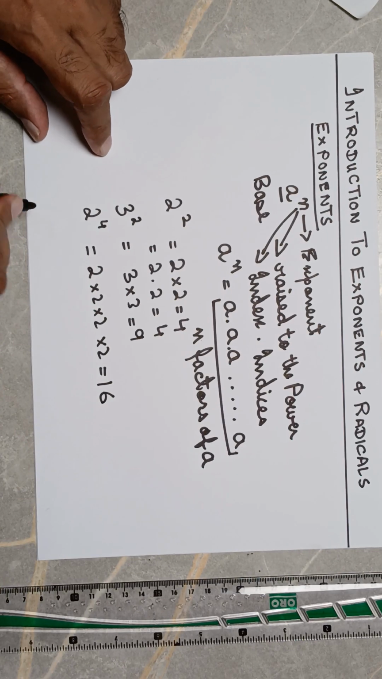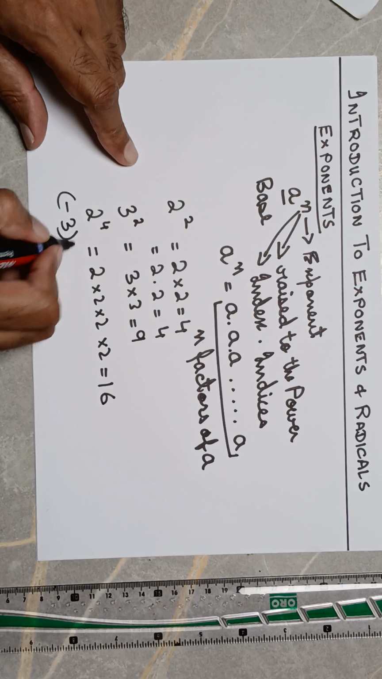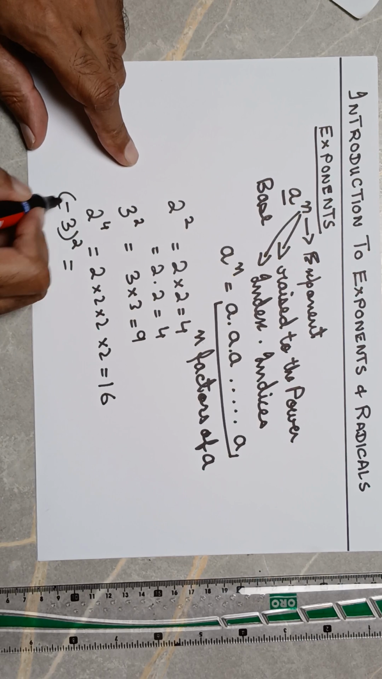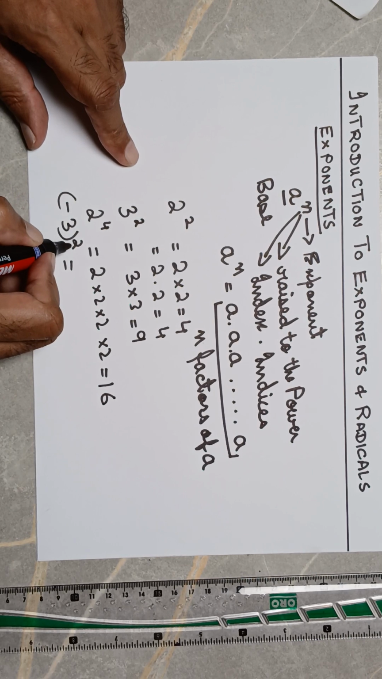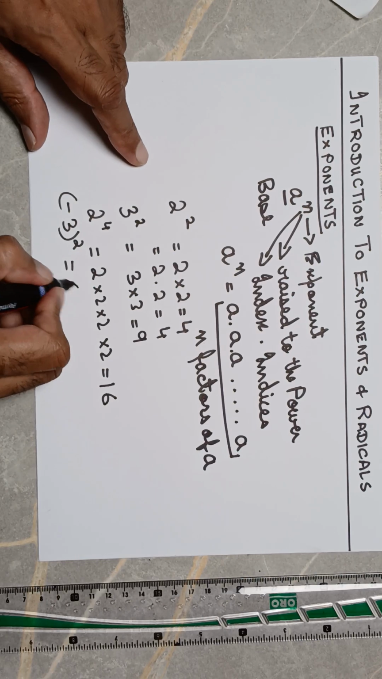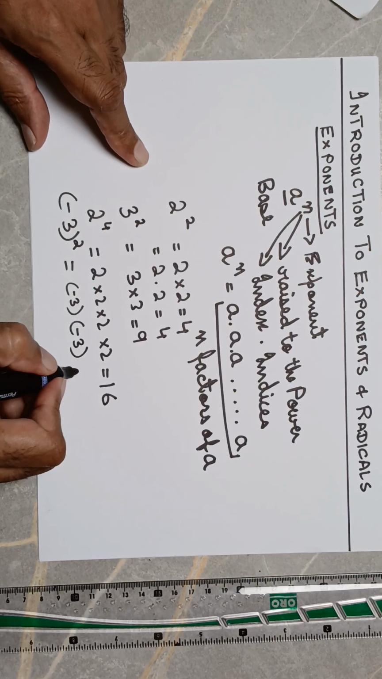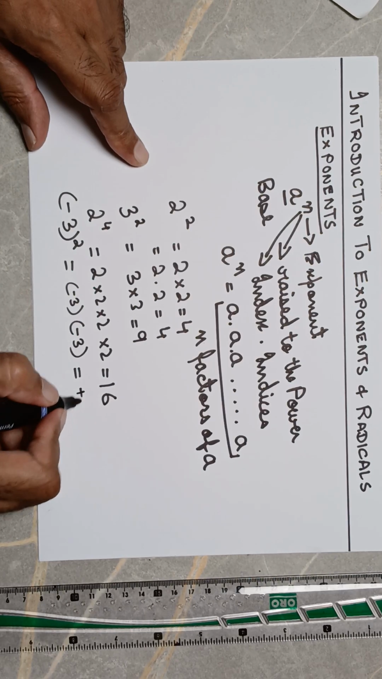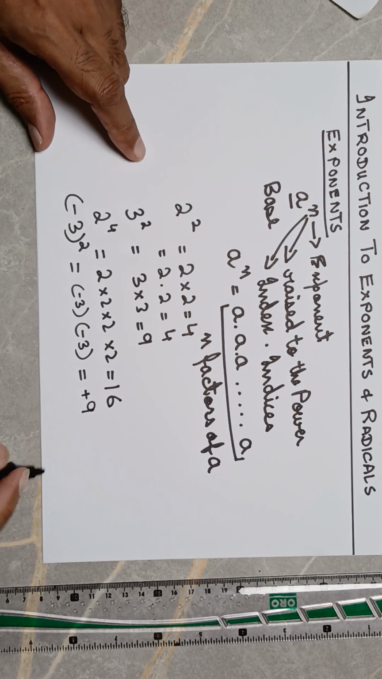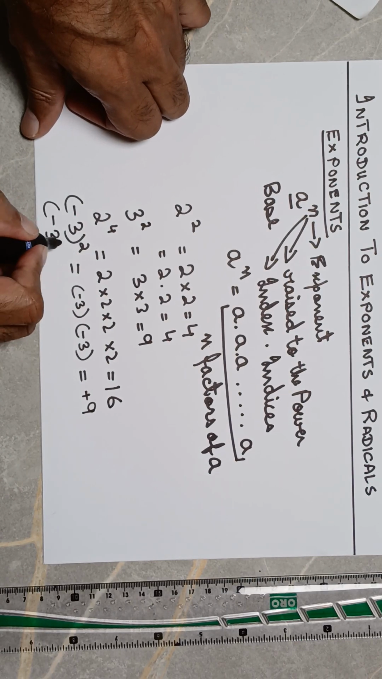If I write something in the form, say, (minus 3) whole square, that means that minus 3 is in the bracket and the power of the exponent is 2. It is an even number, so you will get a positive result. Minus 3 within the bracket and again minus 3 within the bracket, and you will get a positive 9 over here.